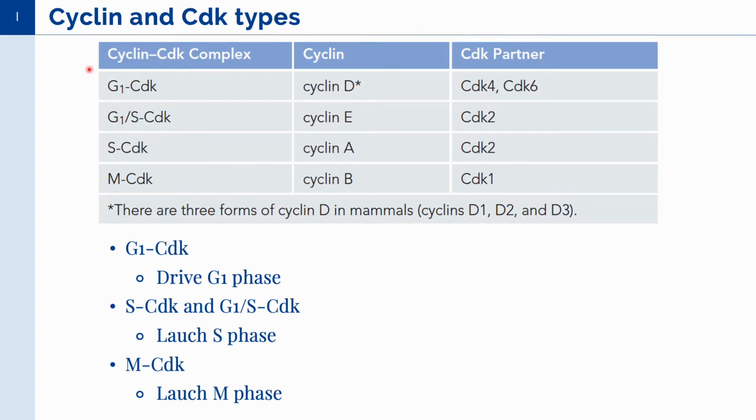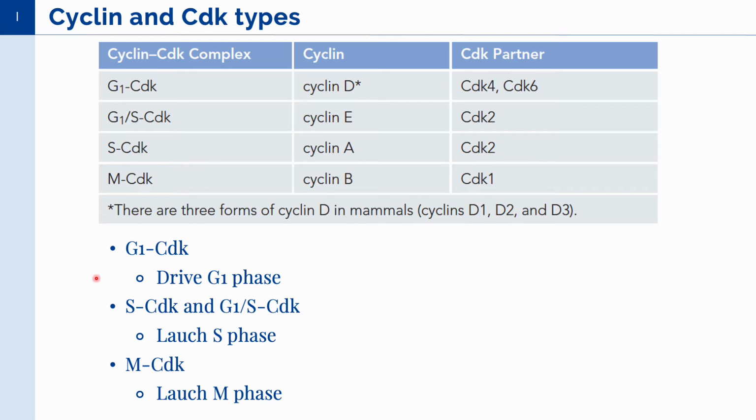In this table, we can see the different cyclin-CDK complexes that are involved in the cell cycle. For each cyclin-CDK complex, there is a specific cyclin involved and a specific CDK partner. But for simplicity purposes, we simply name the cyclin after the phase of the cell cycle where we can find them. For example, cyclin D is also known as G1 cyclin, cyclin E is also known as G1/S cyclin, cyclin A is S cyclin, and cyclin B is M cyclin.